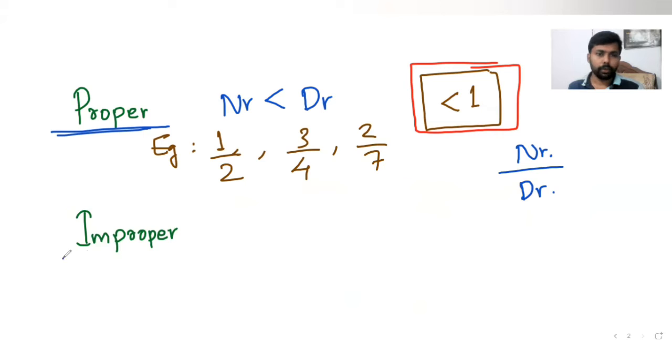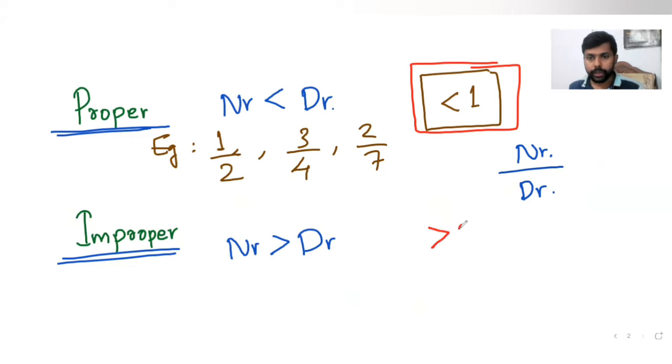Now let's think about improper fractions. Improper fraction means in that case the numerator will be a greater value and the denominator will be a smaller value. All fractions having a greater numerator and smaller denominator are called improper fractions, and all improper fractions have value greater than 1. Let's see some examples.